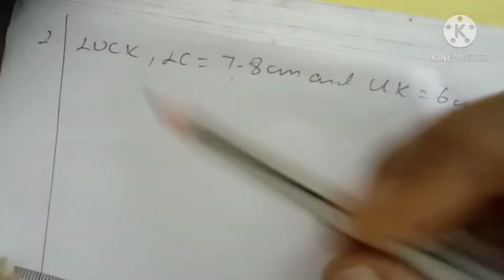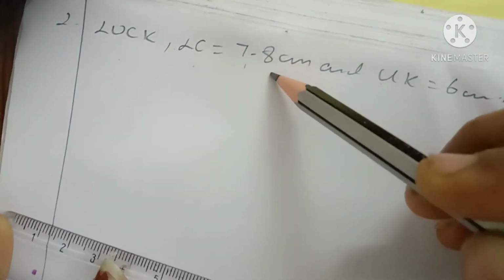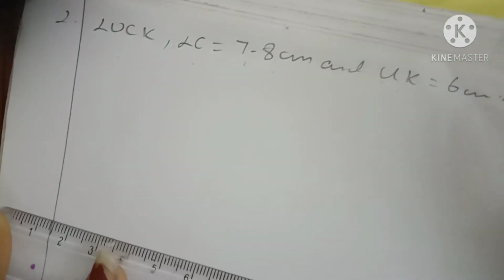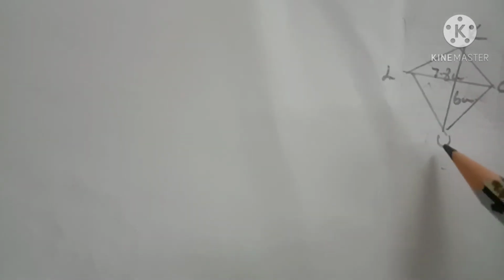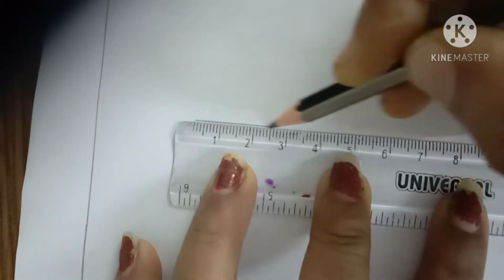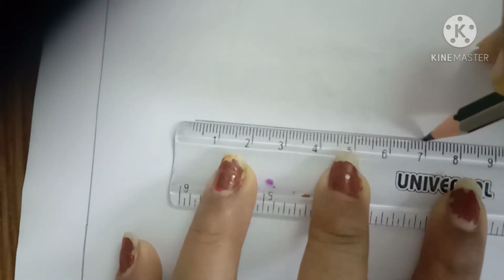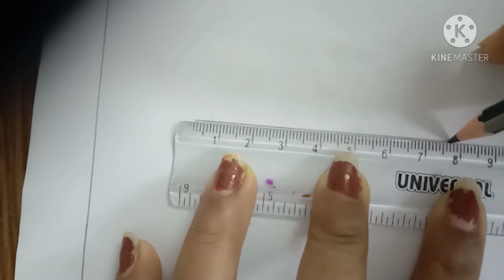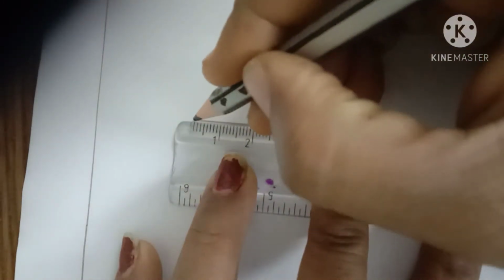Next question, LUCK. LC is equal to 7.8 centimeter and UK equal to 6 centimeter. So first draw the rough figure. LUCK. LC is equal to 7.8 and UK is equal to 6 centimeter. They have given the diagonal values. So draw the line segment LC equal to 7.8 centimeter.